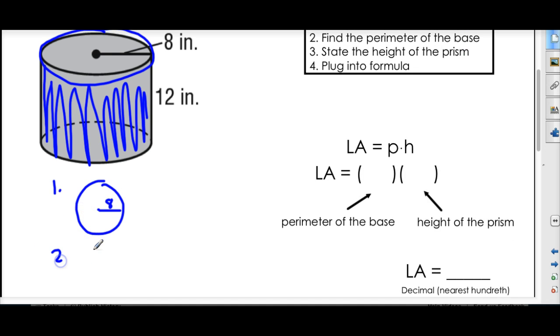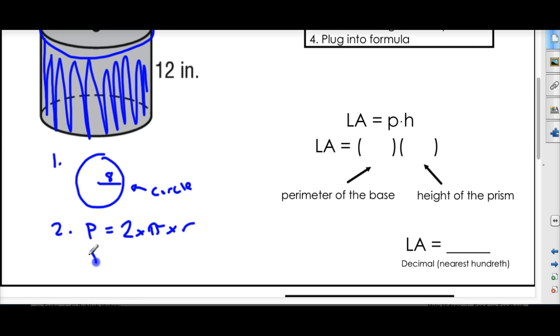Step 2, we're going to find the perimeter of the base. And so what we're going to do is just look up, how do we find the perimeter of a circle? Because this is a circle, that's why we looked that up. And it's 2 times pi times the radius. We plug in our radius, so it's 2 times pi times 8.